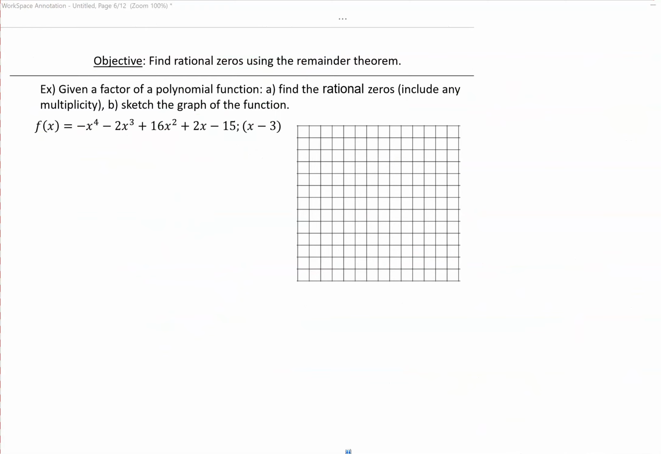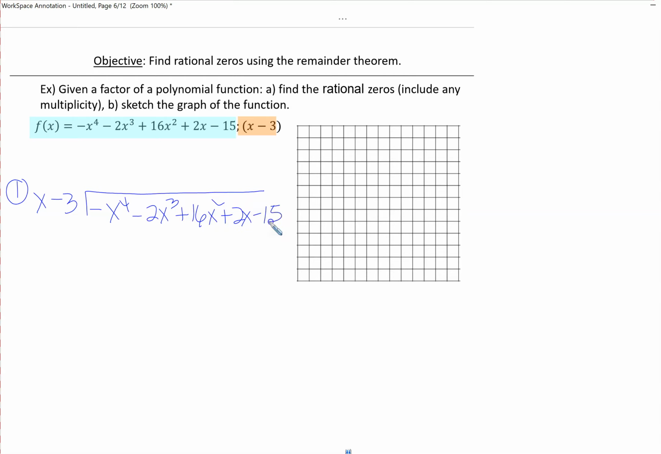All right, let's take a look at a third example here. Here we have our function f of x, and here is our factor that we know for our function. So we're going to use the remainder theorem here and divide our function by its factor. Let's see, we don't have any missing terms, so no zeros necessary. All right, so we begin this process.